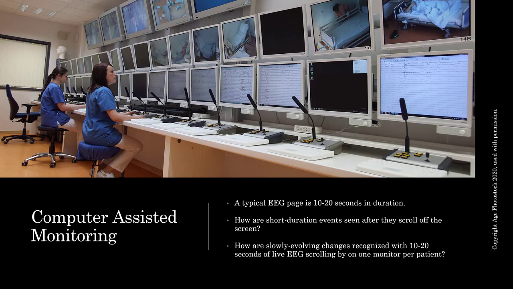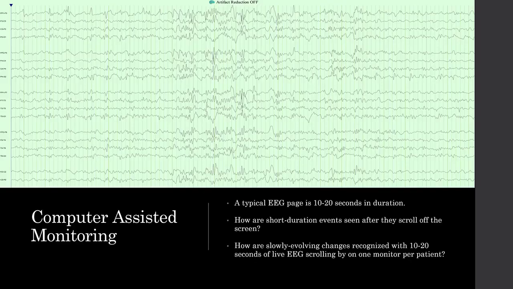So let's take a closer look at what we're trying to see. Let's start with what we get to see when we're monitoring a patient. Now this is a widescreen, so we get a little bit more EEG data. This is about 21 seconds of EEG. And the obvious question is, how do you know if a clinically important event has happened if the monitor is viewed after that event has scrolled off the screen? We've got 21 seconds of history.